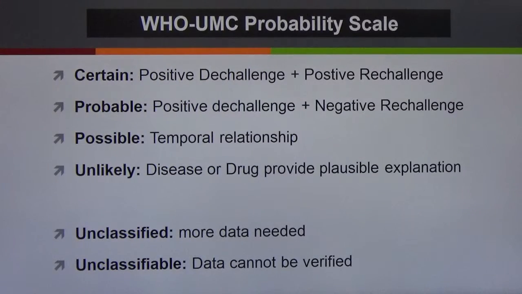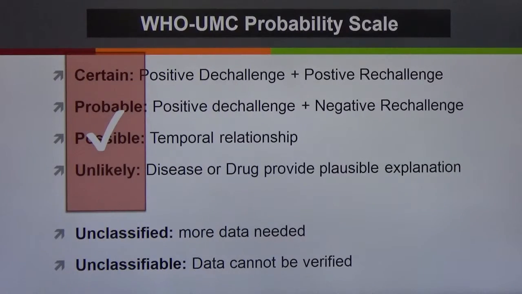WHO UMC probability scale. Also, in this classification, it could be certain: positive de-challenge and positive re-challenge. Probable: positive de-challenge and then negative re-challenge. Possible: temporal relationship, it happens straight after taking the medication. Or unlikely, if it's a disease or drug that provides a plausible explanation. The 2 last ones are not used that much. We're going to focus more on this one.